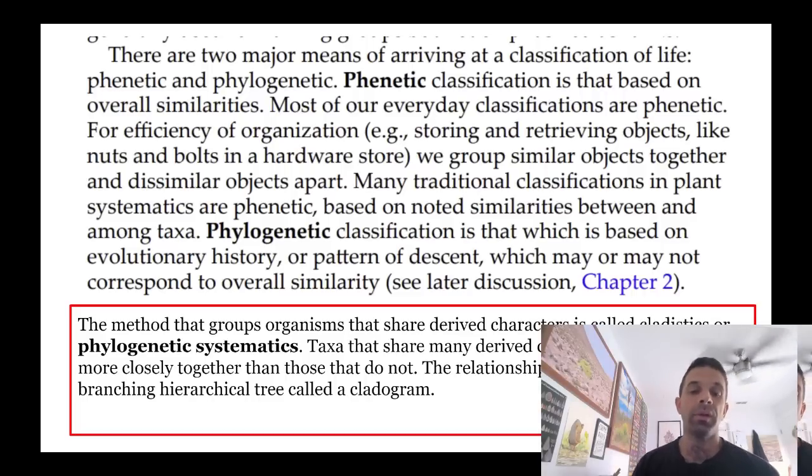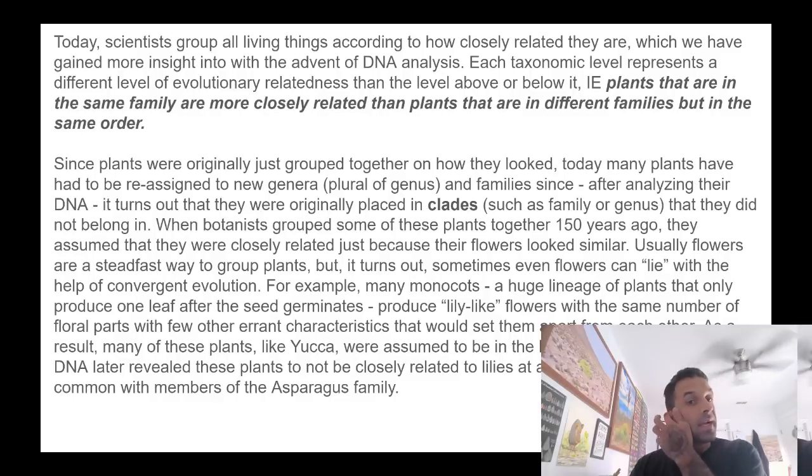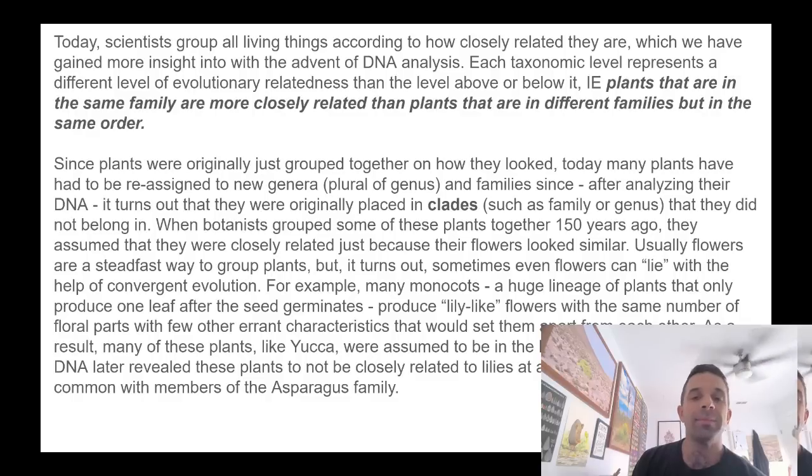That's a really cool way to group things, and it gets you thinking about all kinds of different things: variations on a theme, how evolution works, how plants speciate, how the climate shapes and sculpts different variations on a form. So today scientists group all living things according to how closely related they are, i.e. plants that are in the same family.